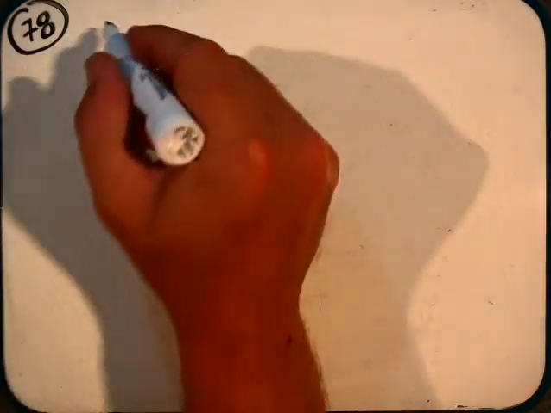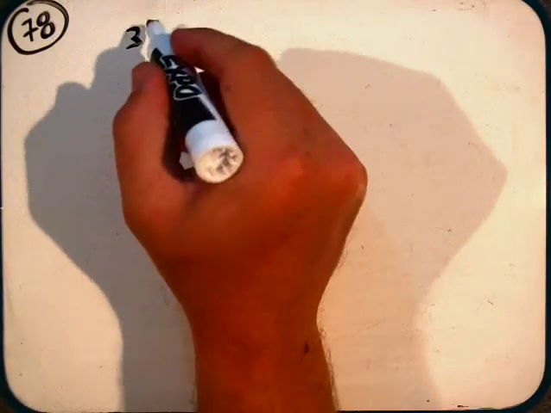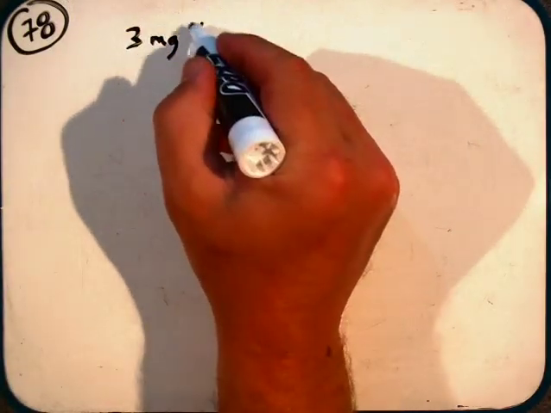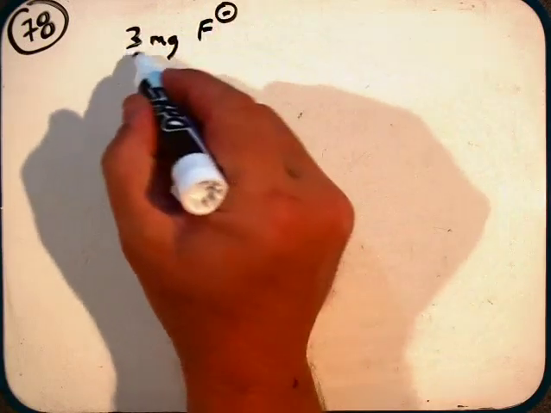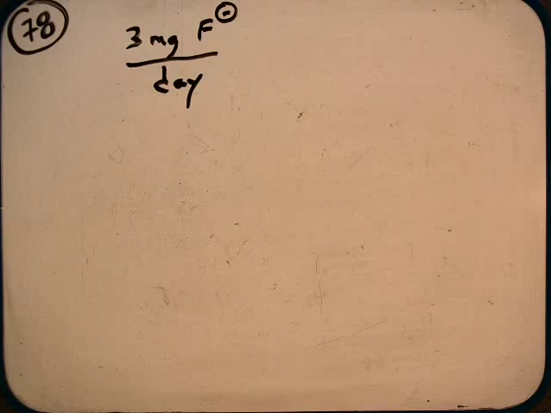This is number 78, chapter 3. It reads that the American Dental Association recommends that an adult female should consume 3 milligrams of fluoride per day to prevent tooth decay. So our first value is 3 milligrams of fluoride per day, and that's to prevent tooth decay.